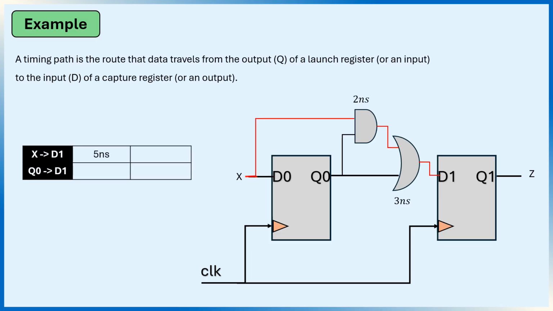Let's start with the path from X to D1. The signal first passes through the AND gate, which has a delay of 2 nanoseconds. Then it passes through the OR gate, which adds another 3 nanoseconds. So the total delay of this timing path is 2 plus 3 equals 5 nanoseconds. Now let's look at the first path from Q0 to D1. This path also goes through the 2 nanosecond AND gate, followed by the 3 nanosecond OR gate. Again, the total delay is 5 nanoseconds.